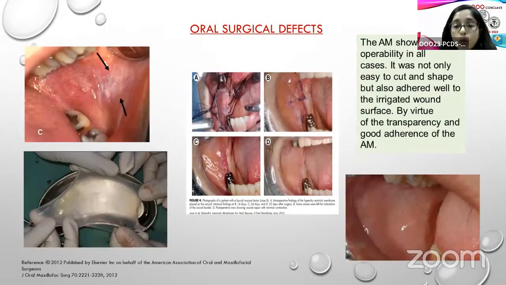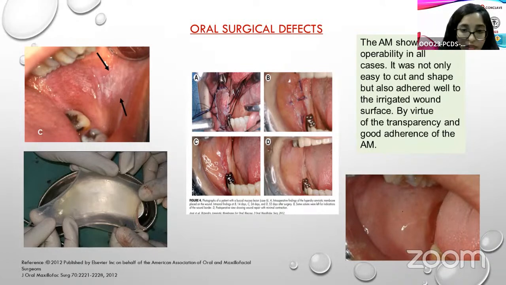In oral surgical defects, after the excision of certain lesions, the wound was closed by the amniotic membrane. The amniotic membrane was sutured on these wounds. Later it was observed that it caused less contraction, less scarring, and it was easily able to close the wounds.